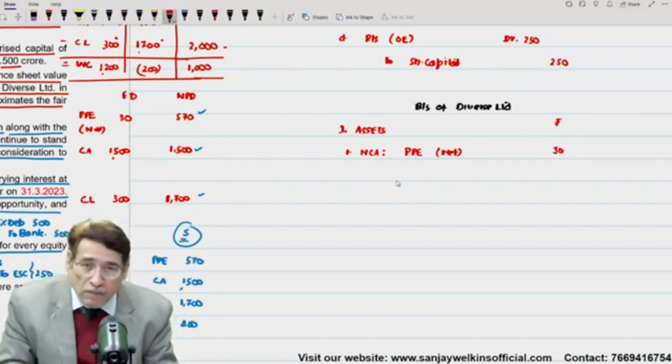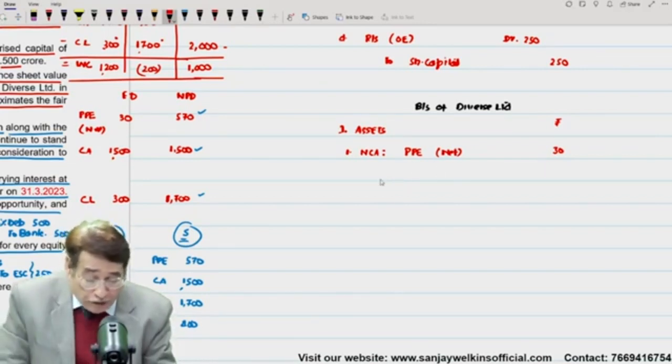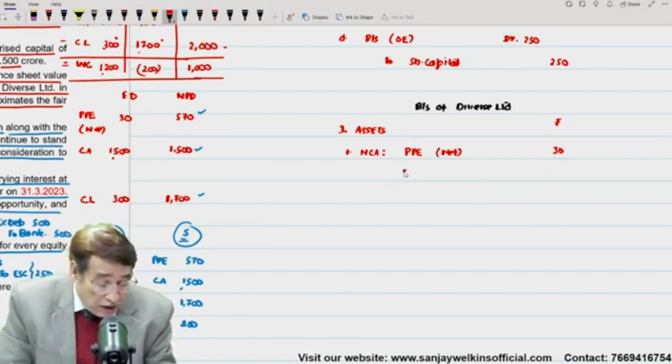Is it clear to you? Is it clear? Because 570 worth of property, plant and equipment related to a new project division has been taken over. So you are left off with this only. Then you write here investments.